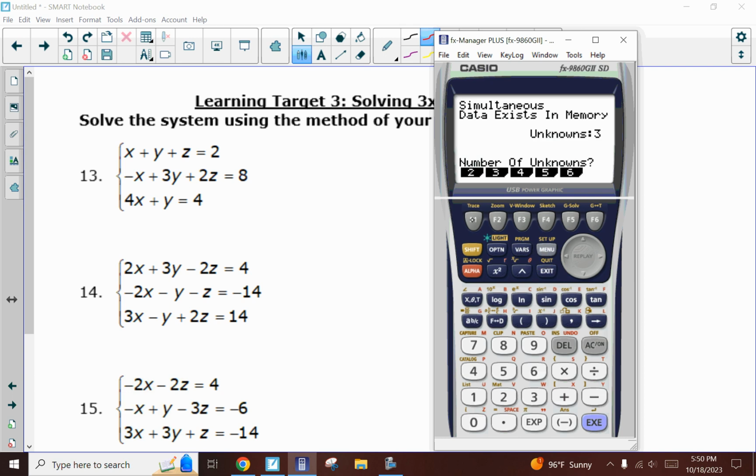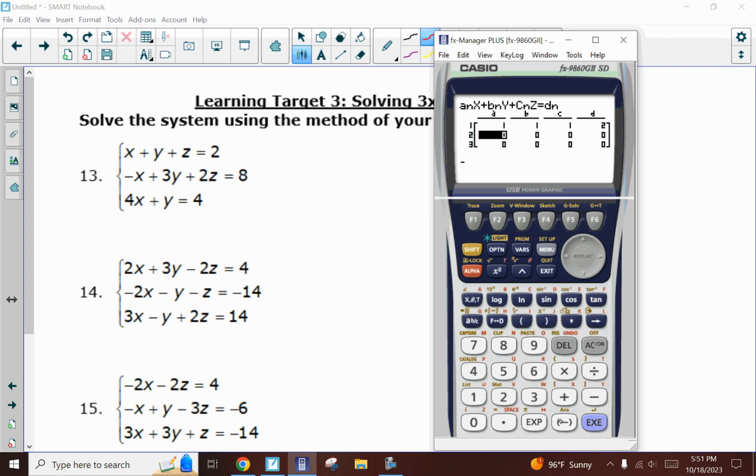So we go into F1. This has 3 unknowns. It's got an x, y, and a z. So let me clear all this out. Clear the problem. So we just basically use the numbers in front of the letters. If a letter is missing, we use a 0. So in the first equation, we're going to have 1 for x, 1 in front of y, 1 in front of z, and then 2 is the answer. So I put 2 at the end.